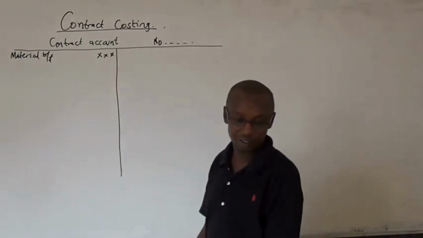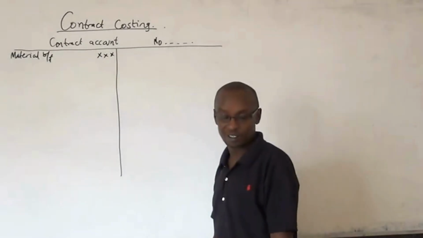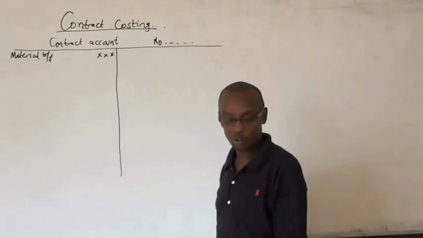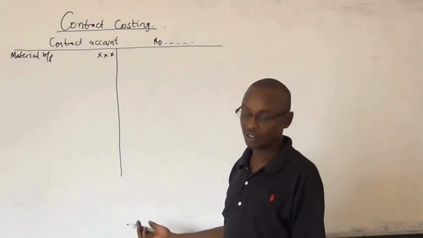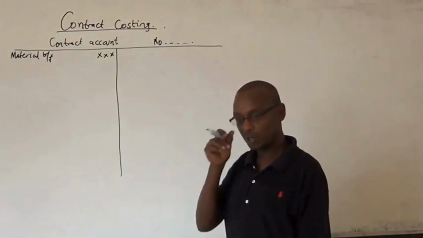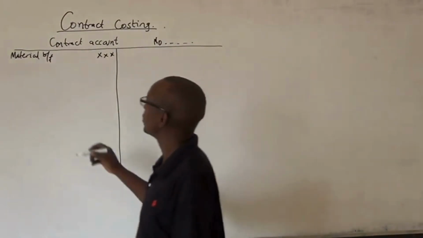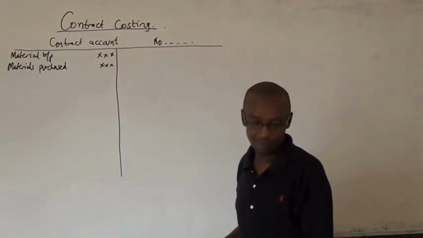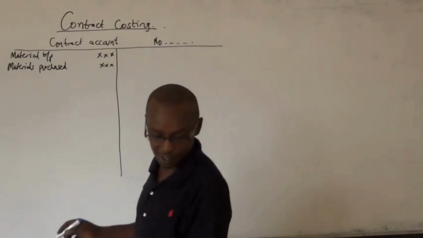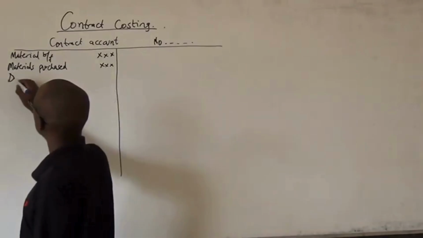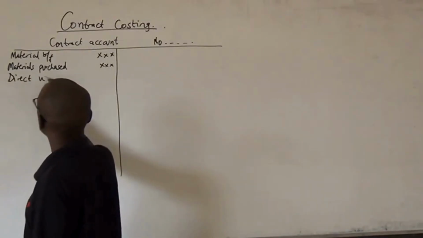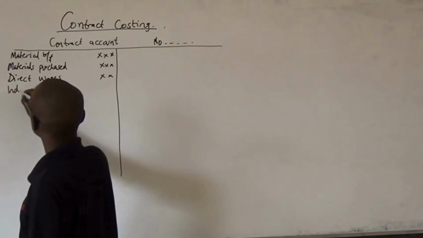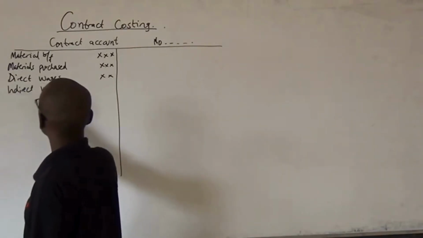So in these contracts, there could be some materials that were not bought, but they were there. That is what you start with. Then you add what? The materials purchased. Then you add the wages, direct wages, indirect wages.